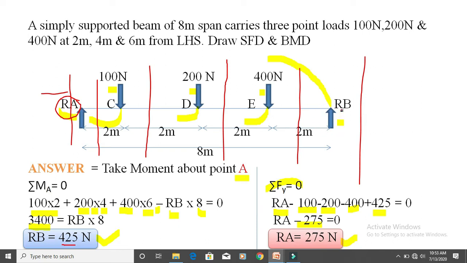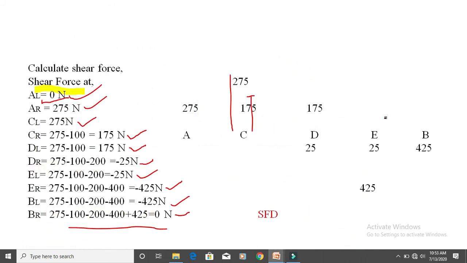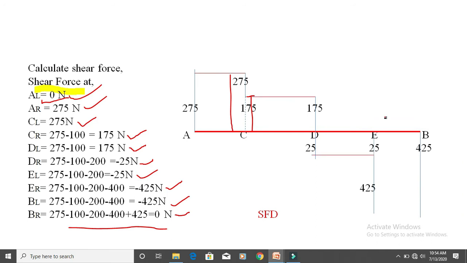So consider only RB, which is going in upward direction. RB's value is 425 into distance from B to E, which is 2. So after calculating we got an answer. Then last is bending moment of B. To the left of B there are 4 forces and to the right there are 0. So consider the right side. So the answer is 0. So this is about the bending moment values.